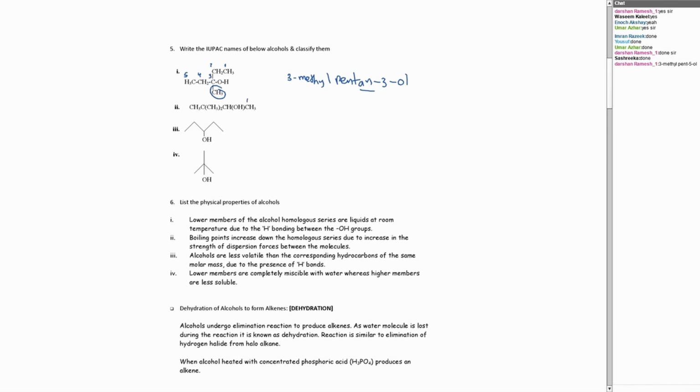In the next one, we can number from the left side, because on the right side, the functional group attached carbon gets number 2. If you number from the left side, the functional group attached carbon gets number 3. So the right side is the correct numbering. We can name this as 3,3-dimethylbutan-2-ol, that's 2 methyl groups, built in 2-ol. The 2nd carbon has the OH.